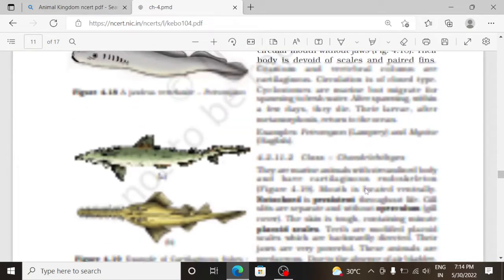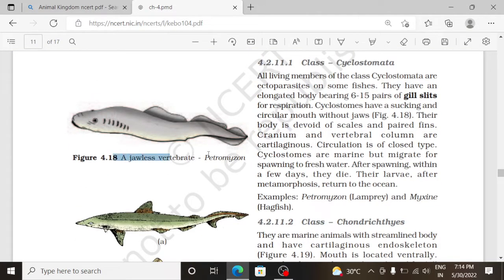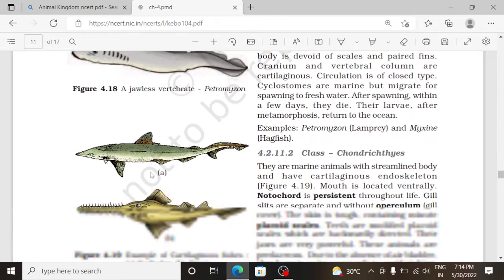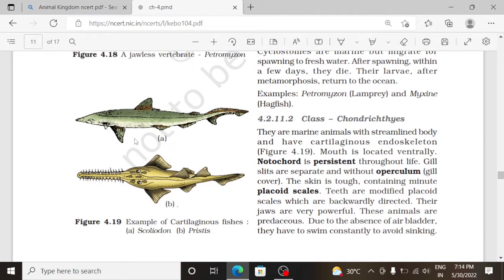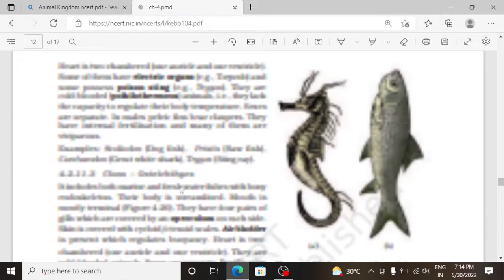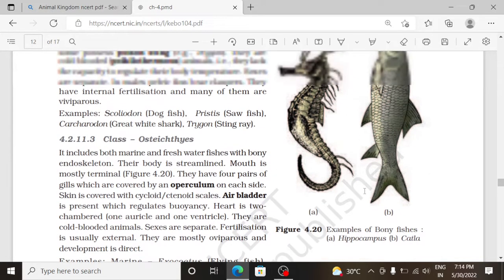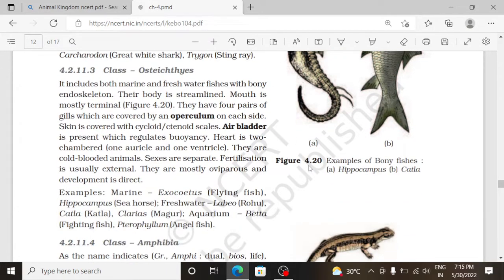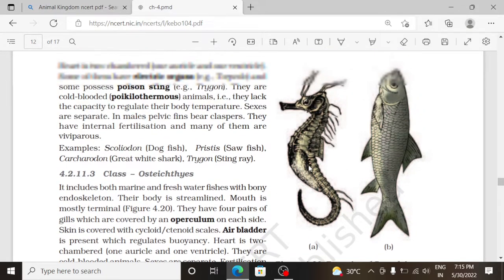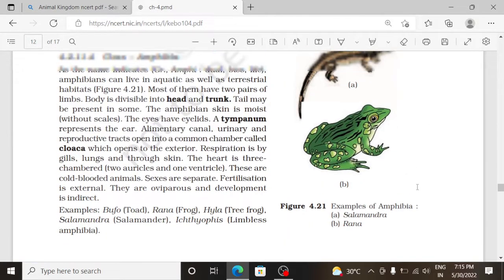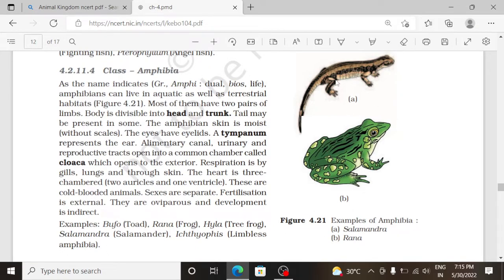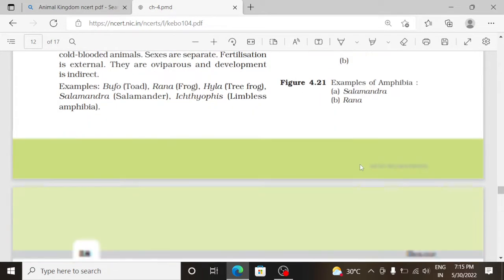And this one is the jawless vertebrate, Petromyzon. These two, A and B, are the examples of cartilaginous fishes. First is Scoliodon and second is Pristis. And these are the examples of bony fishes. First is Hippocampus, that is seahorse, and second is Catla. And these are the examples of amphibia. First is salamander, and B is Rana.